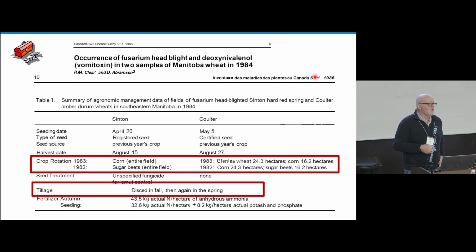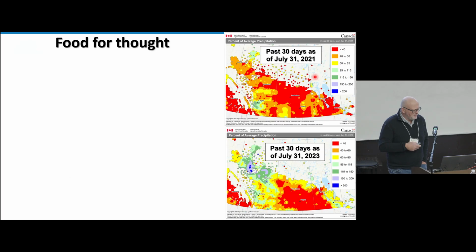The one field had corn the immediate previous year, the other field had corn in part of the field the immediate previous year. So again, the importance of crop rotation and some of these more susceptible crop types in terms of being a source of inoculum. Just a bit of food for thought.